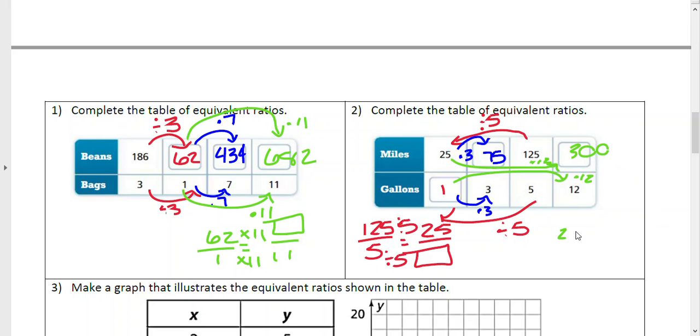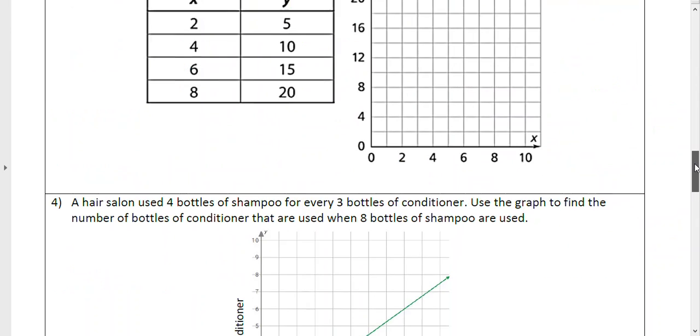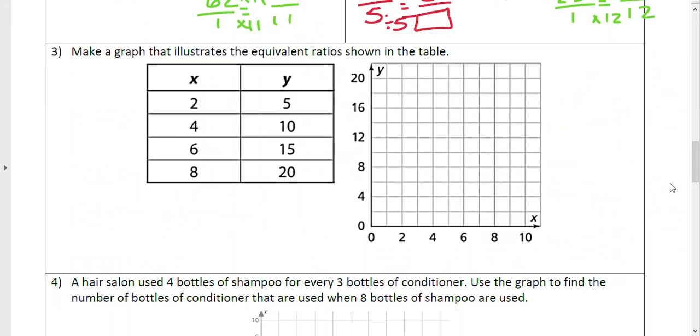And another way you could have looked at that is you could have said, okay, I have 25 over 1. I need to get to 12. So I multiply times 12, and 25 times 12 would have given me that 300. So there's always more than one way to solve these problems. Looking at number 3, it says make a graph that illustrates the equivalent ratios shown in the table.